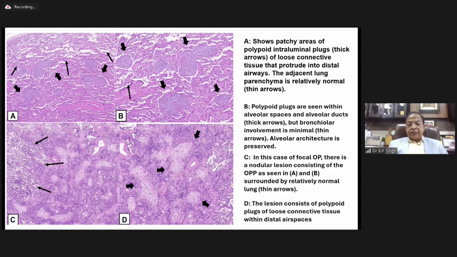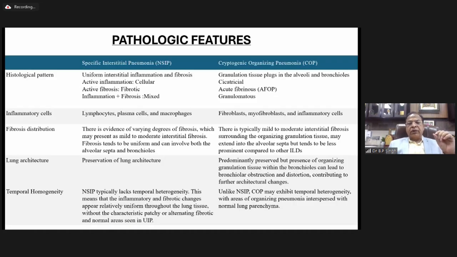And in picture D, the lesion consists of polypoid plugs of loose connective tissue within the distal airway spaces. So there is basically a collection of fibrinous material that fills the alveoli and also the respiratory bronchiole. This is the differentiation between the two, NSIP and cryptogenic organizing pneumonia.